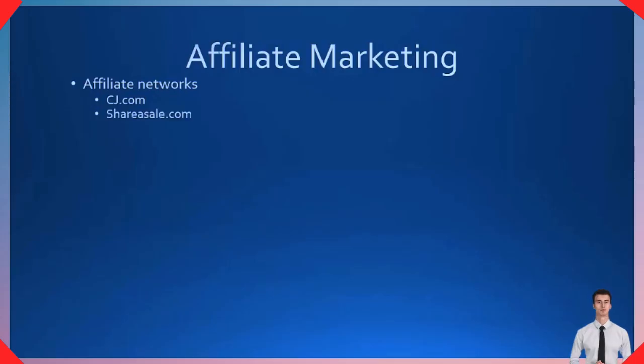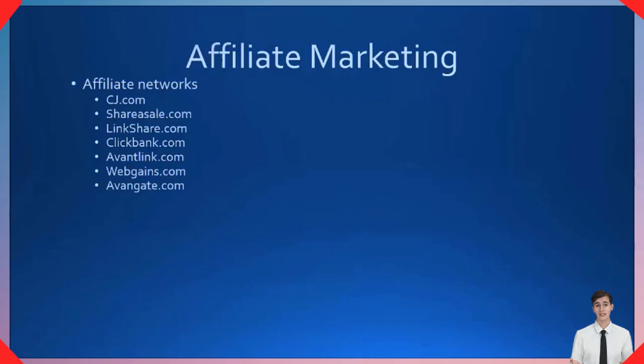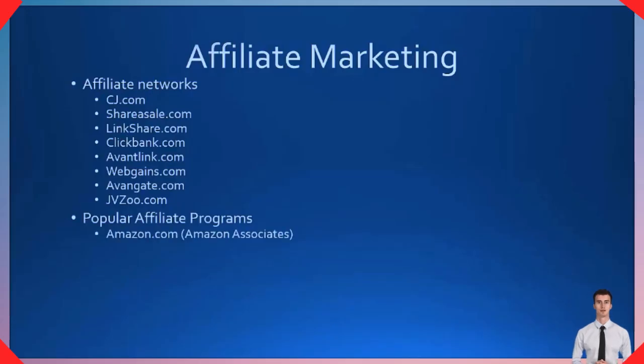Affiliate networks include CJ.com, which used to be known as Commission Junction. Now it's purchased by a company named Conversant. CJ.com is a big one. It's just a large affiliate network with lots of products that you could promote. ShareASale.com is another big one. LinkShare.com is another really big one. ClickBank.com, we've mentioned that one before. That's a place where you could promote physical products. AvantLink, another popular one. WebGains.com, Avangate, JVZoo.com, a lot of digital products, especially more of the internet business type products.